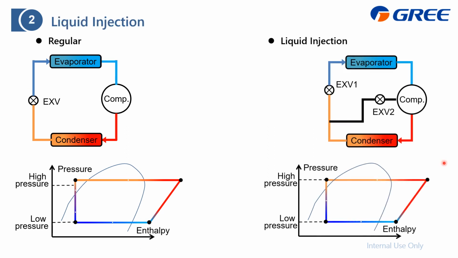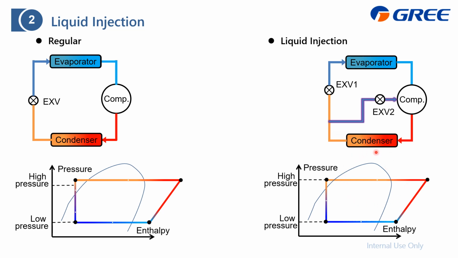Next, we go to the first boost heating technology, liquid injection. This is the cycle diagram. And what is the difference from the regular one? We add another EXV and also get the liquid refrigerant from here and inject this liquid into the compressor. So from the local pH diagram, we are going to analyze what benefit we can get from this injection.